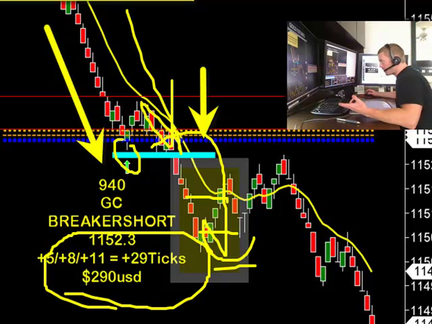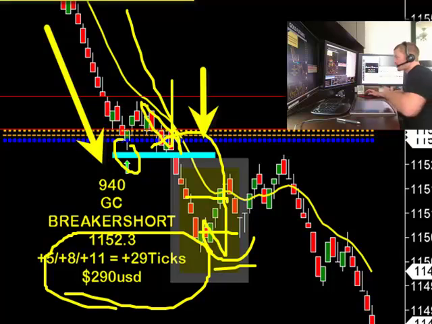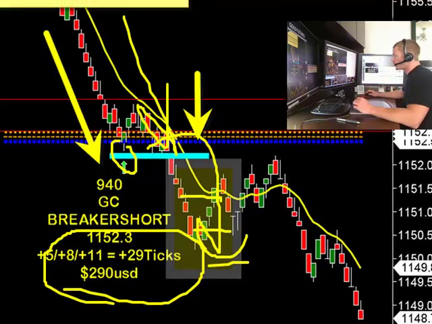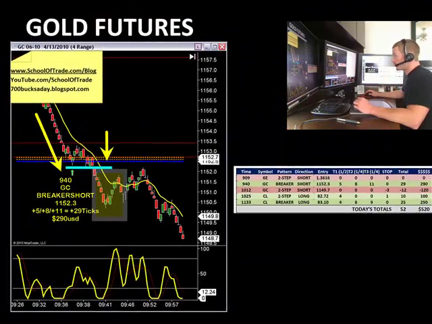So again, patience pays off. We took the first trade at 9 o'clock. We then waited for price action a little bit better for us at 9:40. We took our second trade, and the second trade made us some pretty good money here.